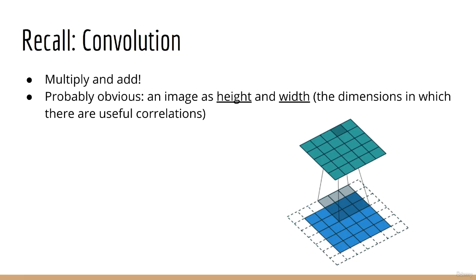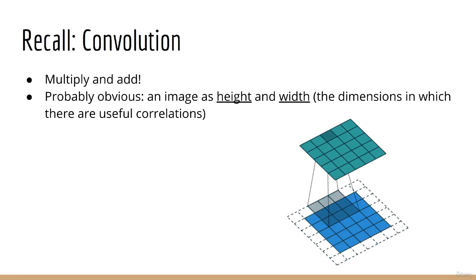First, let's recall the basics of convolution. The idea is this. You have an image which is the big square. You have a filter which is the small square. And you're going to slide the filter along each possible position in the big square. And at each point, you're going to multiply all the overlapping values and add them together, just like a dot product.